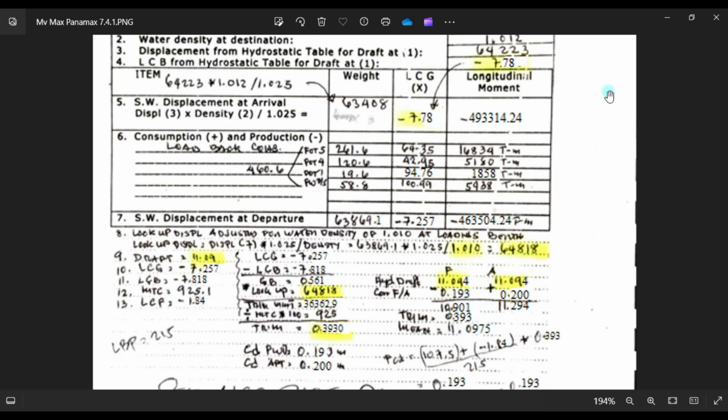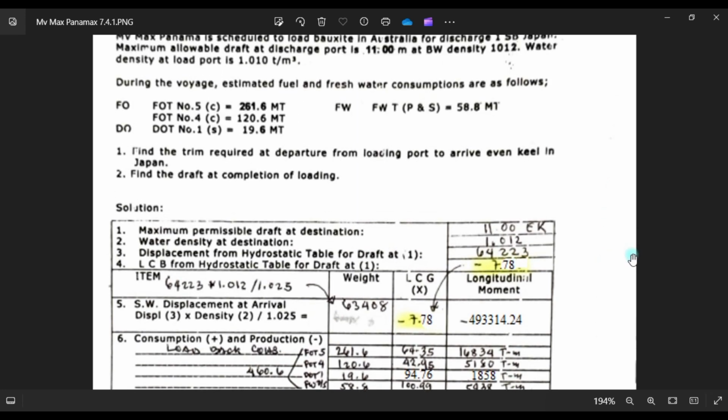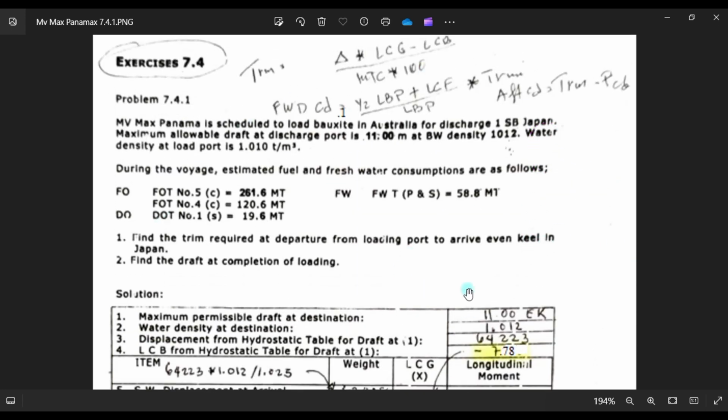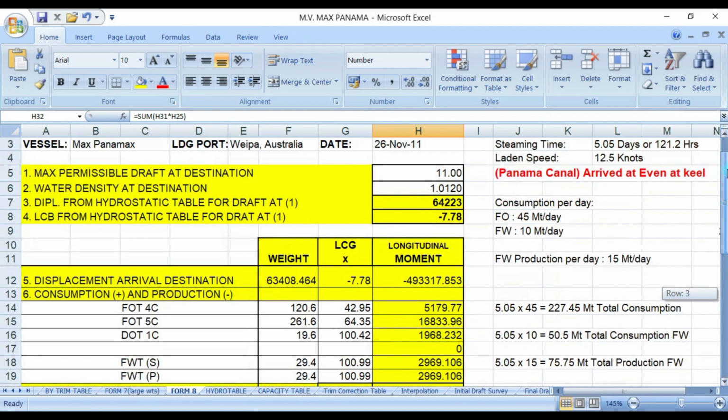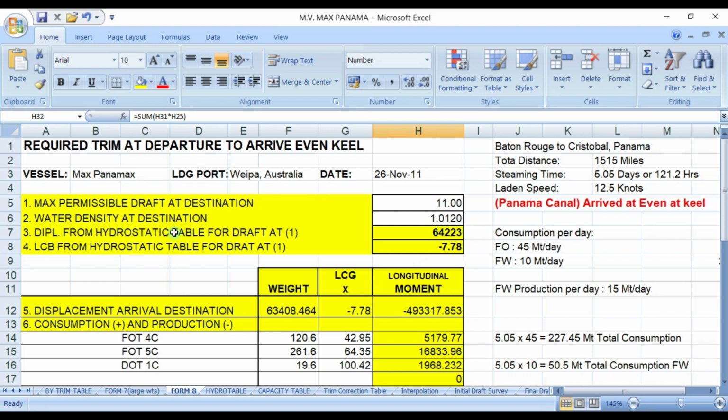Okay, so this is manual computation here, and this will be by Excel. And this, remember guys, this is form number 7, form number 8, which is titled required trim or departure to arrive Even Keel. So meaning your departure at loading port and arrival in Japan will be Even Keel. This is a program suited for this kind of solution.